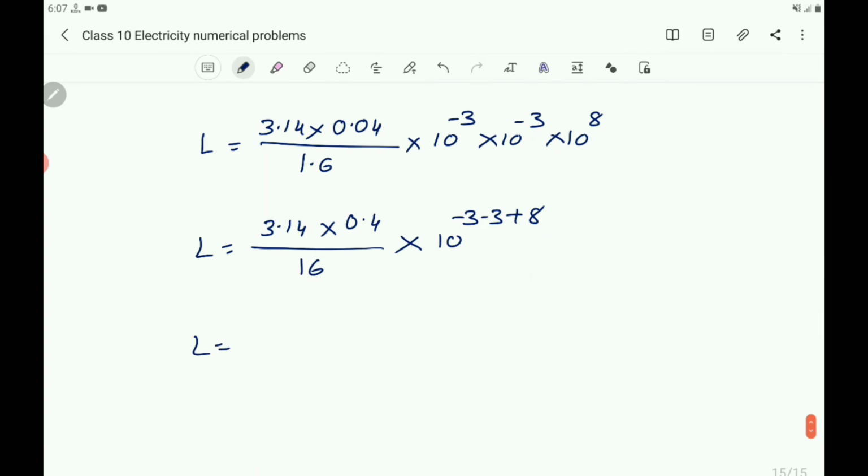Then L equals, multiplying, 4 fours are 16, and so on, that becomes 1.57 into 0.1. What you are going to get is 0.157 divided by 2 into 10 power minus 3 minus 3 minus 6 plus 8 is 2.